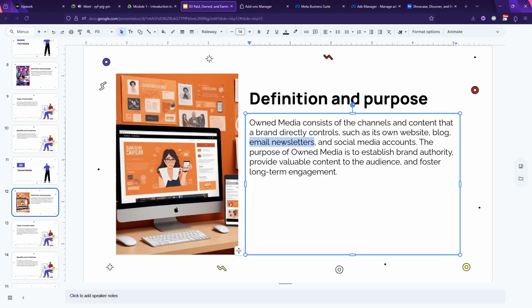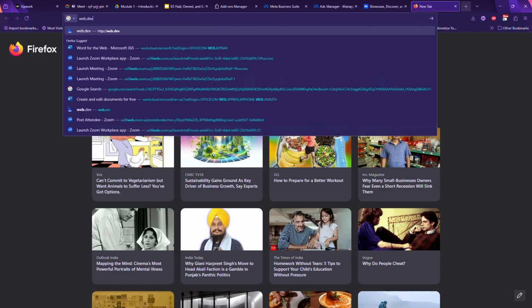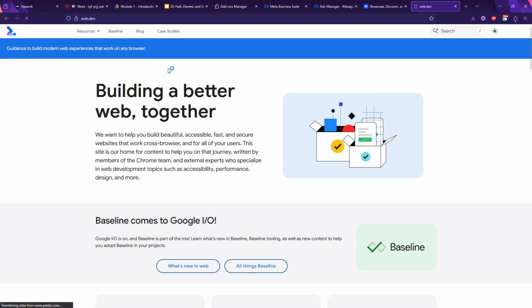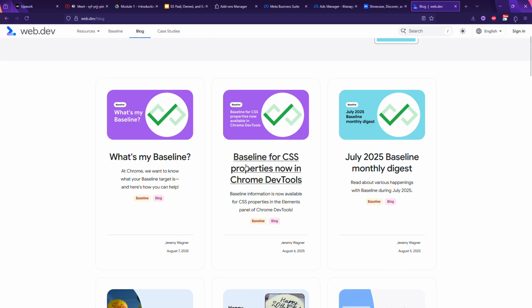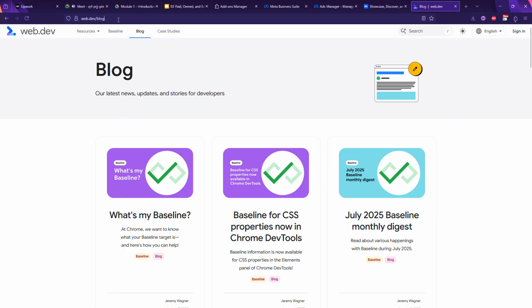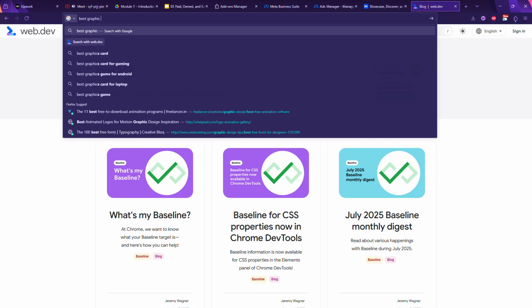So there's also email newsletters. This basically is, we talked about content marketing, right? Like we talked about, say, there was this page where we were looking at web.dev, and then they have a blog. So blogging is a form of content media. So CSS properties in Chrome Dev Tools. Maybe this one will be, let's go to best graphic designers.